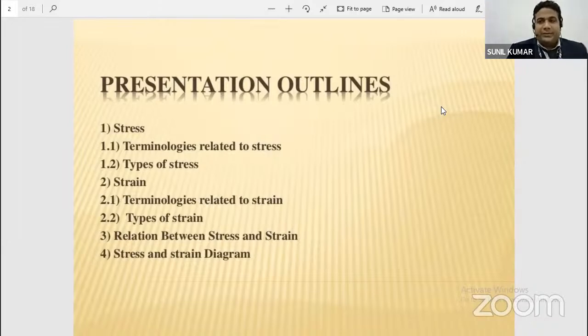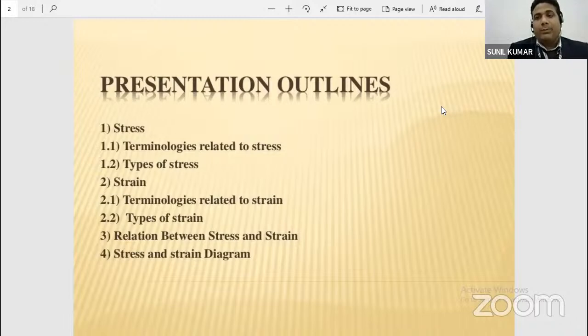So stress and strain is a very important topic. Before starting, as you know, the name of the subject is mechanics of solid, advanced mechanics of solid, and strength of materials. These are common names related to this subject. Mechanics of solid is basically the branch of mechanics which is related to the deformation of the body. Any deformation is related to force.